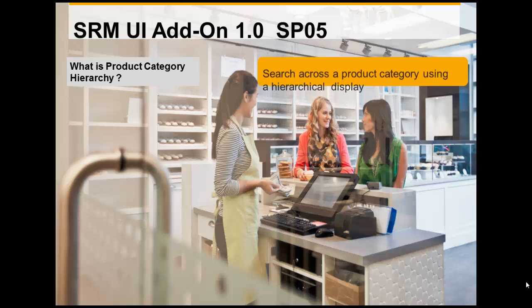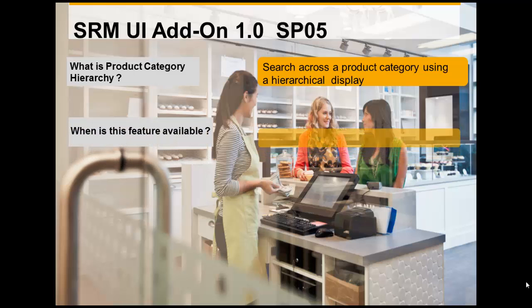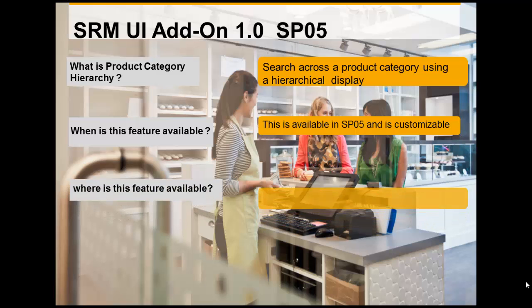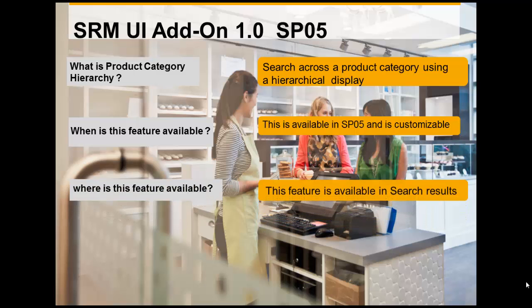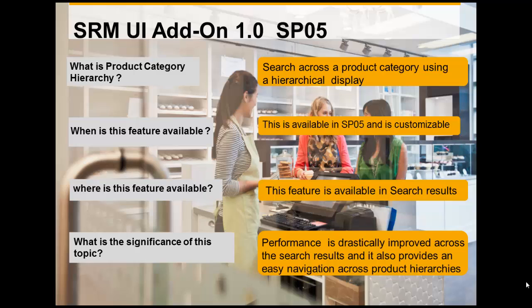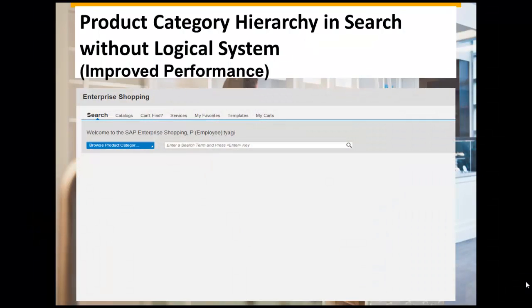It is a search across a product category using a hierarchical display. This feature is available with SP05 and is customizable. This feature is available in Search Results tab page. The major significance of this topic is that the performance is drastically improved in search results, and it also provides an easy navigation across product hierarchies. This feature is introduced in search results.